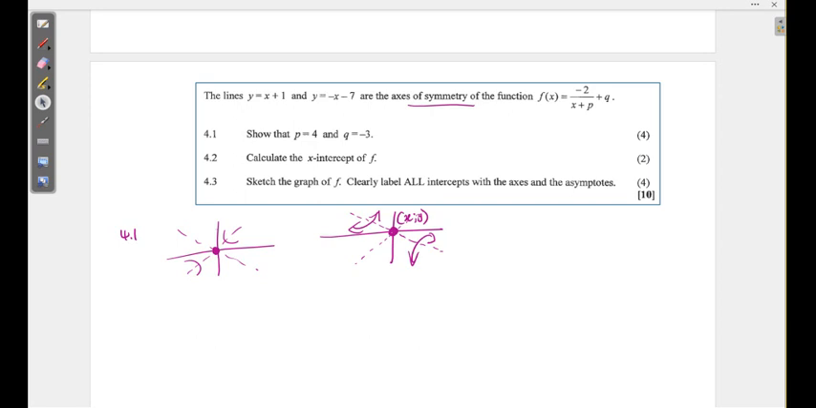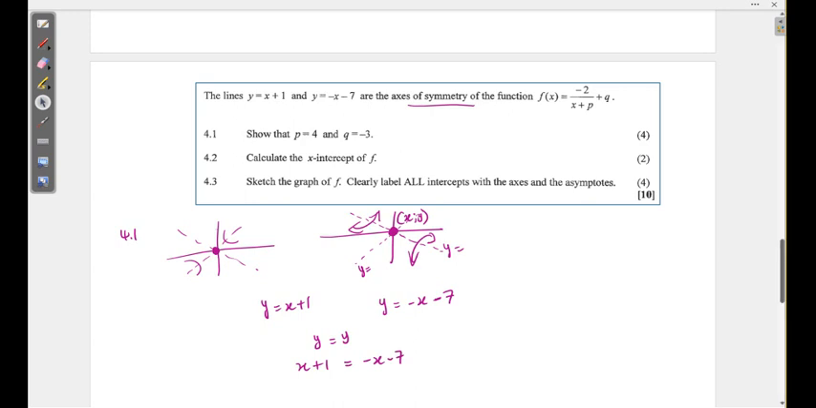So now, since we are given the equations of the two lines, all we need to do is find the point of intersection of the two lines. Then we have this coordinate. That is the most crucial coordinate that we need there. So you have y is equal to x plus 1, and y is equal to negative x minus 7. You can just solve simultaneously by saying y is equal to y, which means x plus 1 is equal to negative x minus 7.